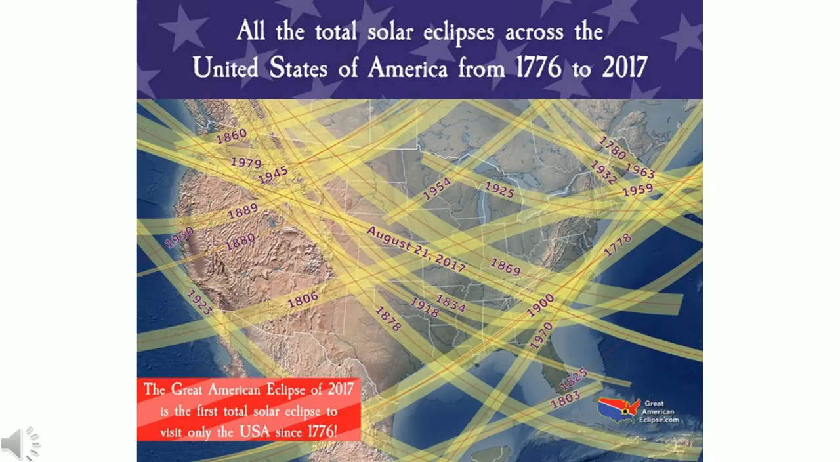What this map doesn't show you is that since 1979, the continental U.S. has had a few annular eclipses. Particularly important ones were 1994 and 2012.